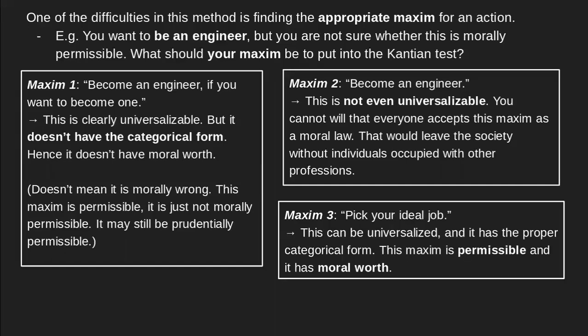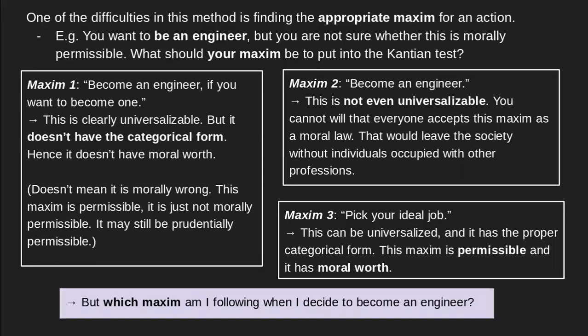How about a third maxim? Something like this: pick your ideal job. So this conforms to the law form, the categorical form. It seems like a law. It has the commanding structure, like "pick your ideal job." And it can be universalized, right? Since it can be universalized and it has the proper categorical form, and universalizing this maxim doesn't create any conceptual contradictions, then this maxim is permissible and it has moral worth. So if you are planning to become an engineer with this maxim in your mind, then your act is morally permissible. It has moral worth.